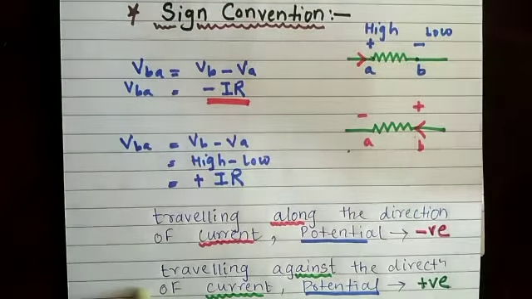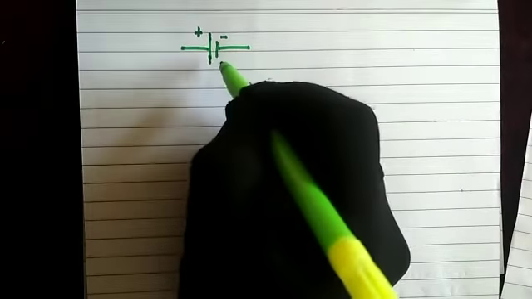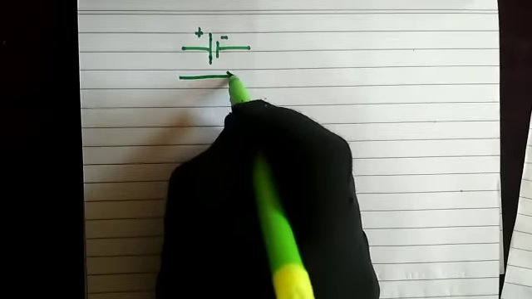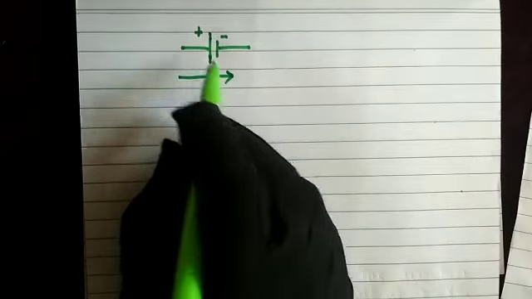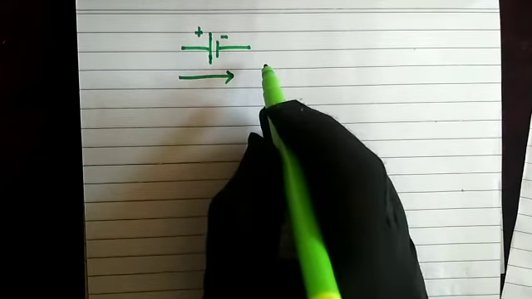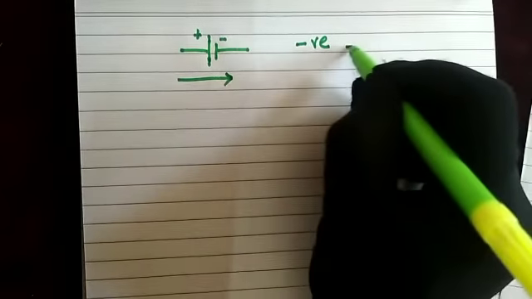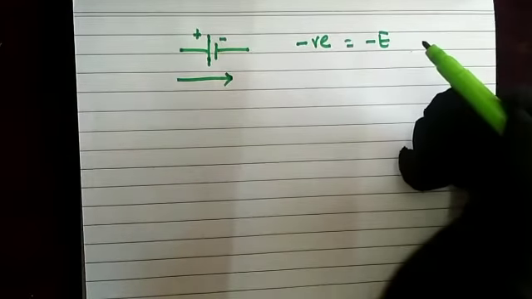Now let's discuss the sign convention for the EMF. Consider a battery. Always remember, the larger line shows the positive terminal of the battery and the smaller line shows the negative terminal. If we are tracing the circuit from the positive terminal of the battery to the negative terminal, the sign of the EMF will be negative. That is, E will be negative.